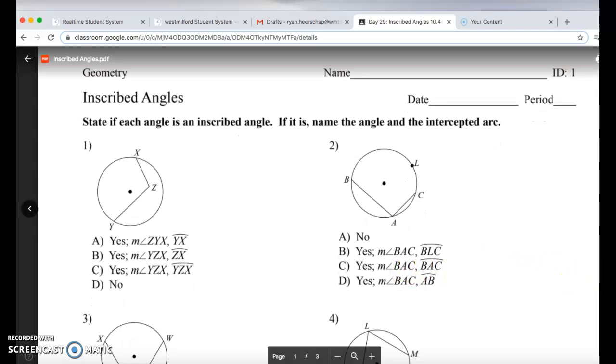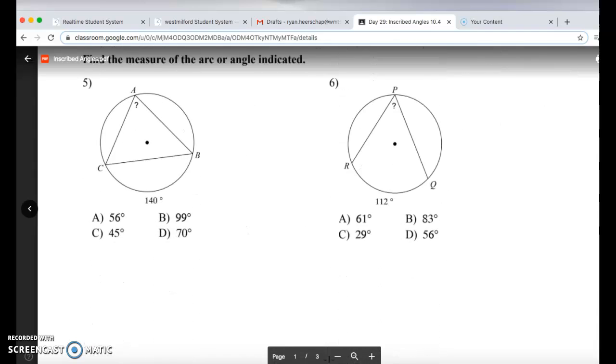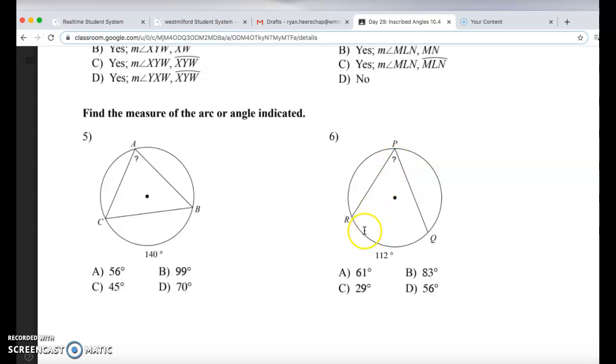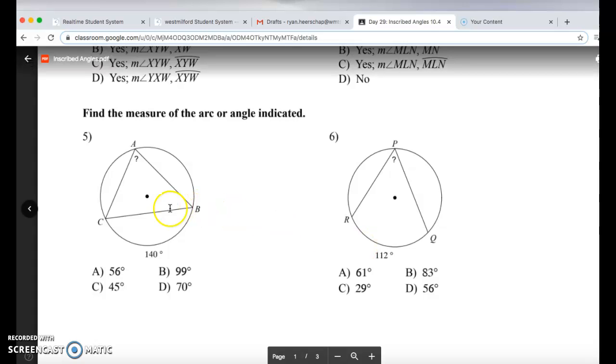All right, so let me just explain a little further some of these other ones. Now remember, the intercepted arc is going to be double the inscribed angle, or the inscribed angle is 1/2 of the intercepted arc. So number 6 is a nice perfect one here. That angle is 1/2 of 112. So take 112, divide it by 2, you get your answer. And don't be fooled if there's extra lines or triangles. You still have an inscribed angle, which uses this 140-degree arc, so that angle is half the arc.